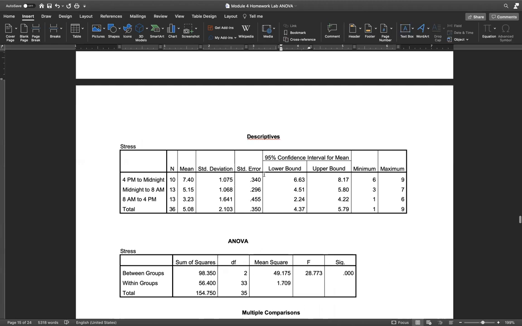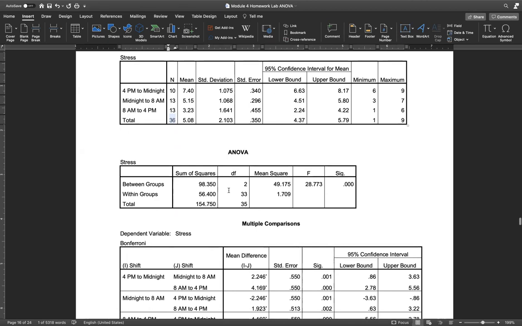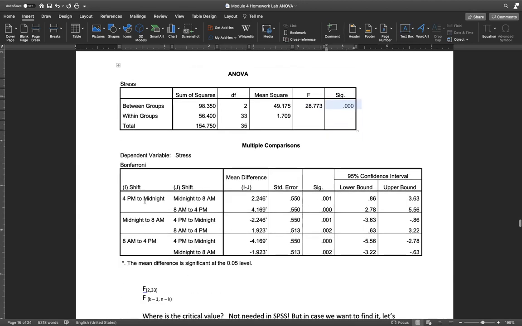These are my descriptives. It tells you a little bit about each one. Now, again, I'm already aware I'm violating the assumptions of an ANOVA, but just for practice we're going to go ahead and continue. Have my between group, my degrees of freedom, my F score, and my significance. Okay, this is significant. Now, this is my Bonferroni, and it's called a post hoc, and I can see this one is significant. The 4 to 8, or so the swing shift to the day shift, is significant. The midnight shift to the swing shift is significant. All of these are significant, actually.